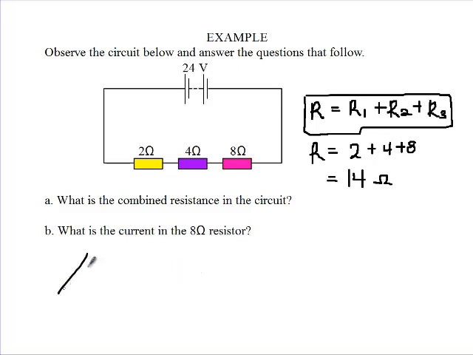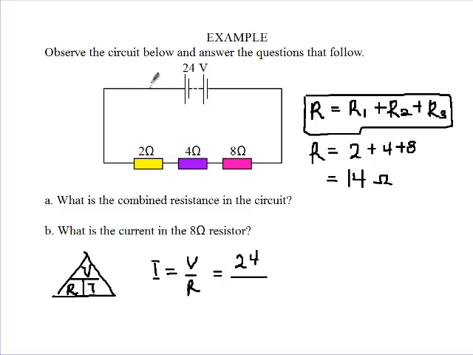Now let's go back to our formula triangle. We have resistance is equal to voltage over current. So if we want current, we cover the current, and what we are left with is voltage over resistance. Now voltage was given in the question as 24 volts. That is what we have over here. Now the resistance is what we need to determine before we can find our current.